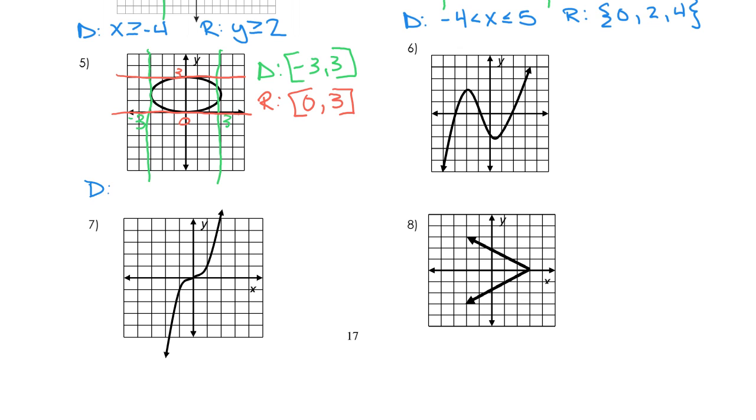Our domain, if we're doing set notation, would be -3 ≤ x ≤ 3. Our range would be 0 to 3, but y values: 0 ≤ y ≤ 3. All right, number 6.